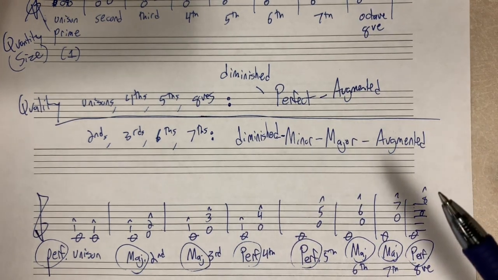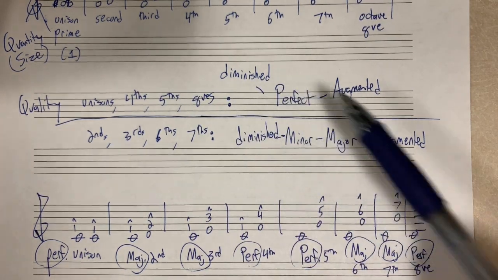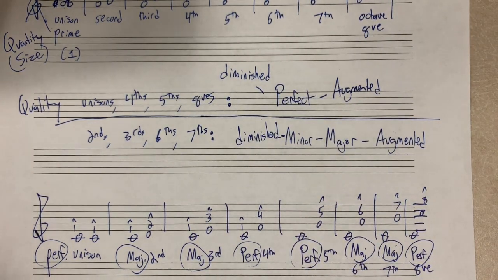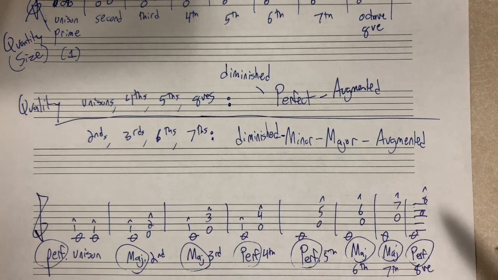It's just the way we talk about them. Unisons, fourths, fifths, and sixths, they can't be major or minor, just the way we talk about them. I'll give you the short explanation of why. If you have a second or a third or a sixth or a seventh, there's two versions of them that sound consonant.